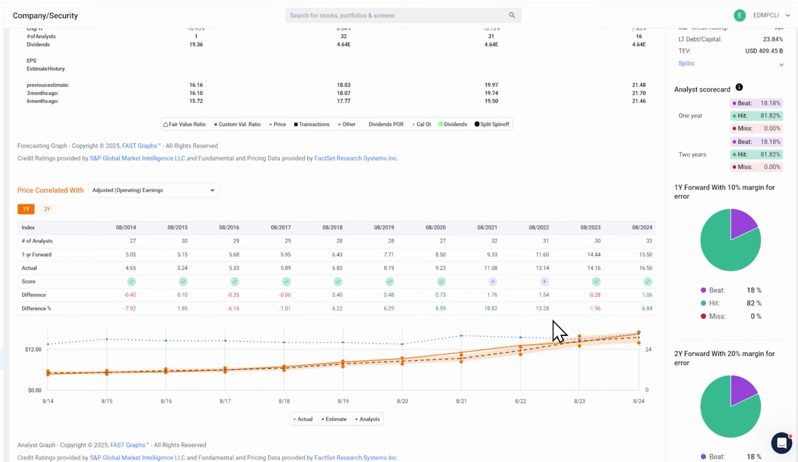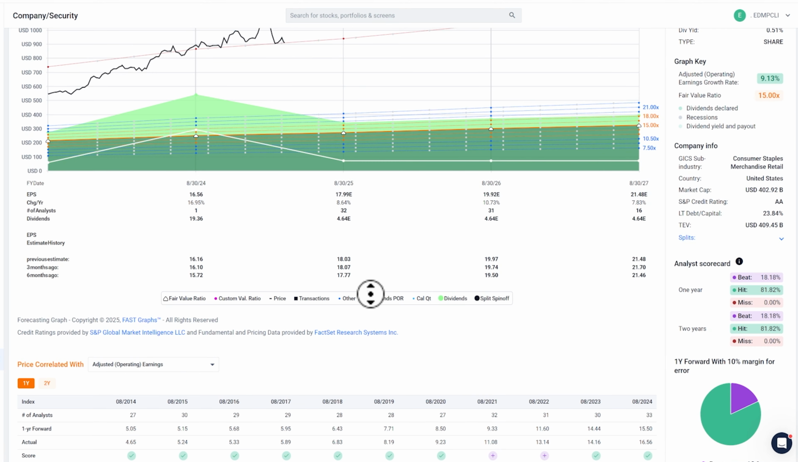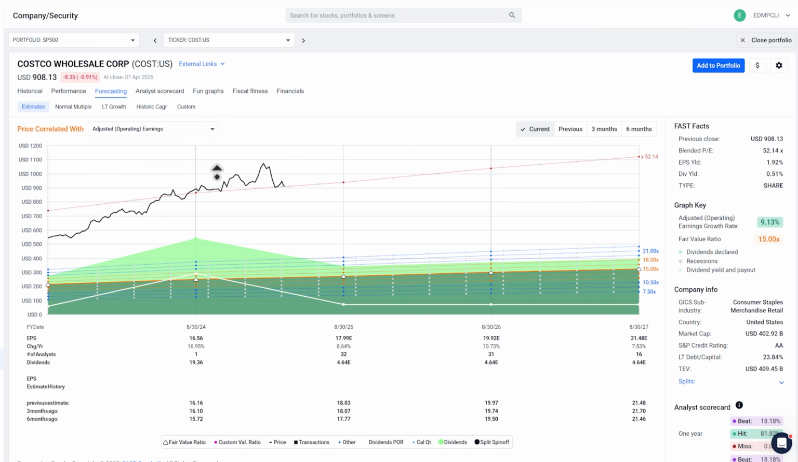I think this is a great company. They've got a great analyst scorecard, so these estimates might be right, but the stock is clearly overvalued no matter how you measure it.